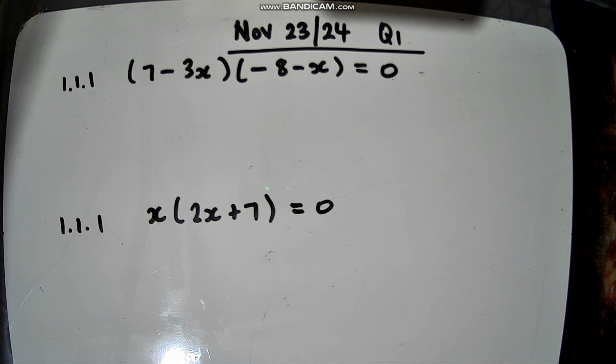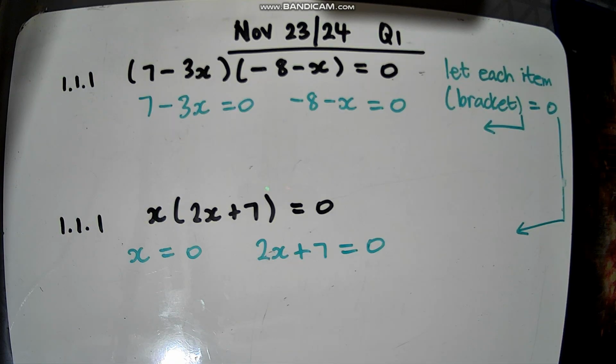Pause the video and see if you can solve this. The first step would be to let both brackets equal 0. In the second example, notice there's not two brackets, so that means the x on the outside would already be 0, and so you have 1 mark already. So this would be the first step.